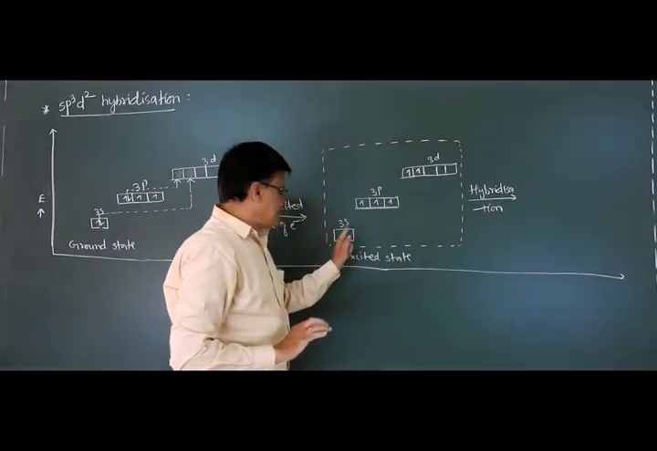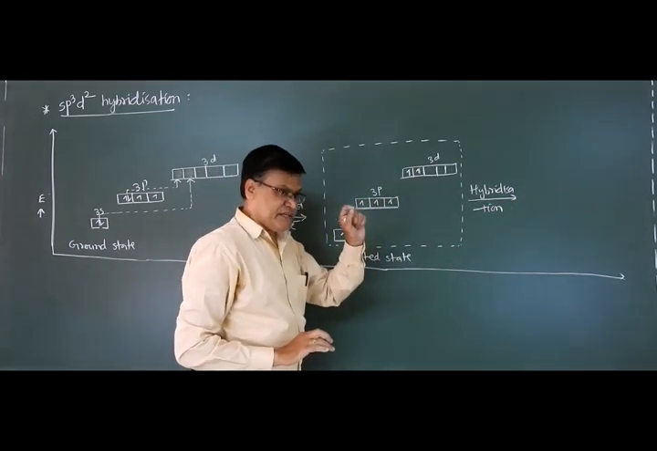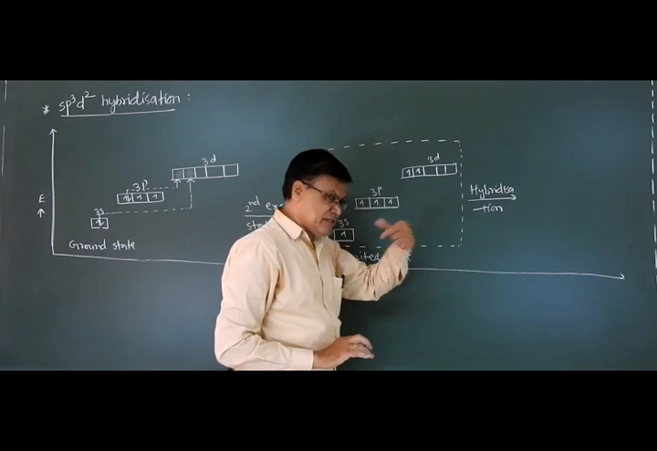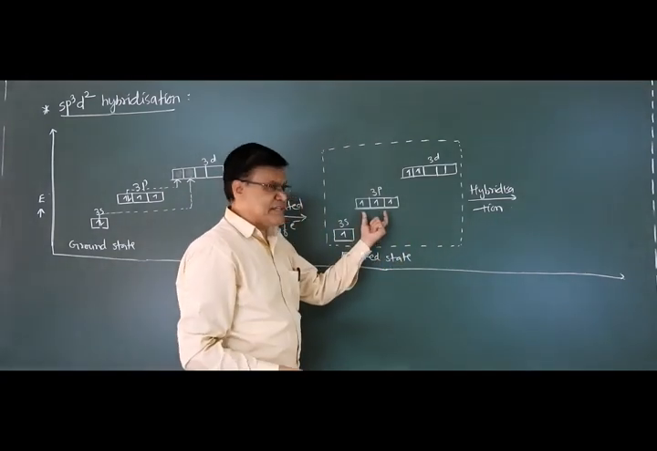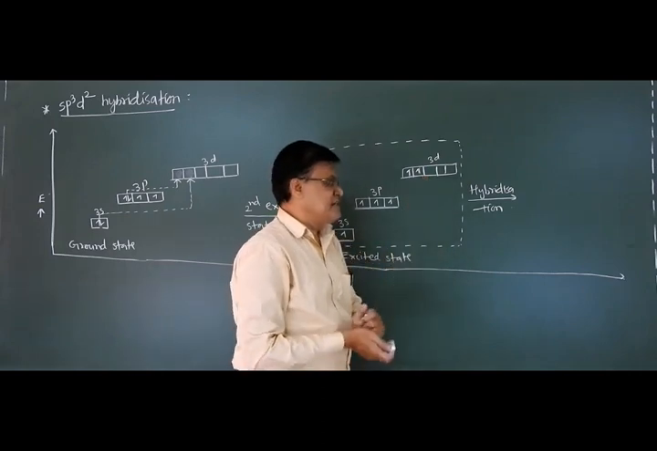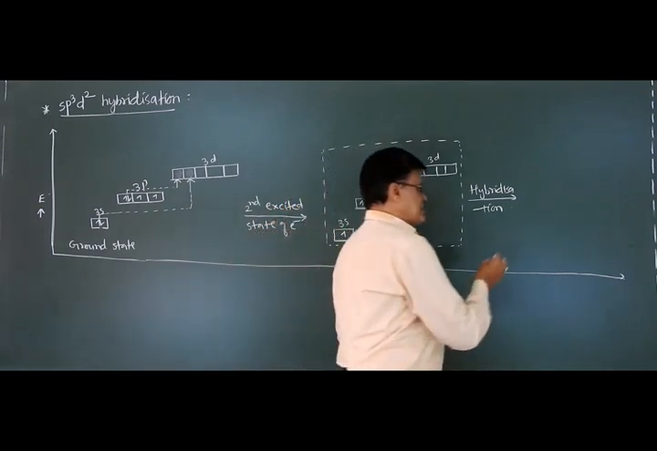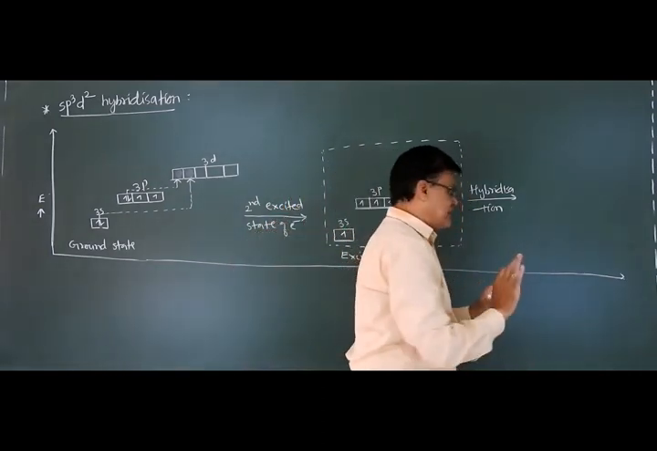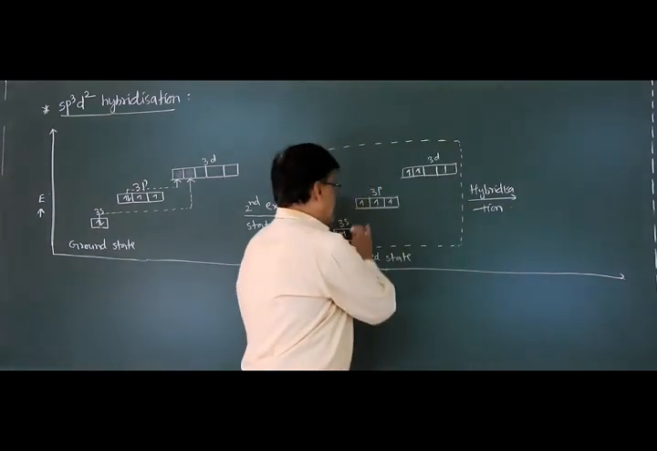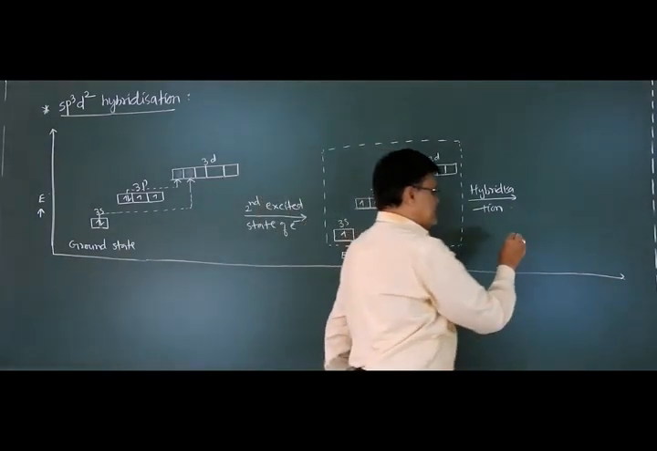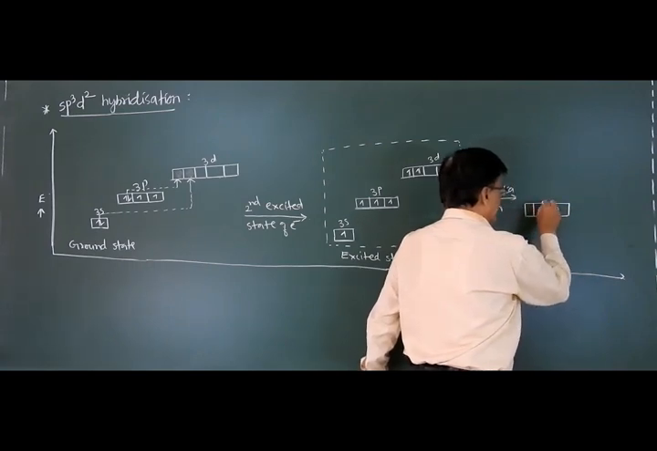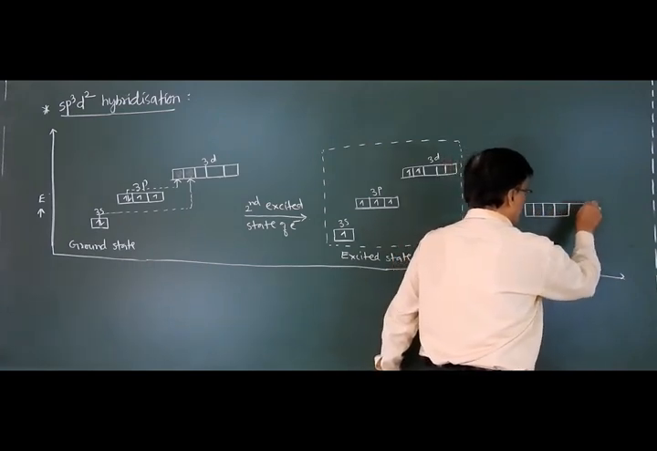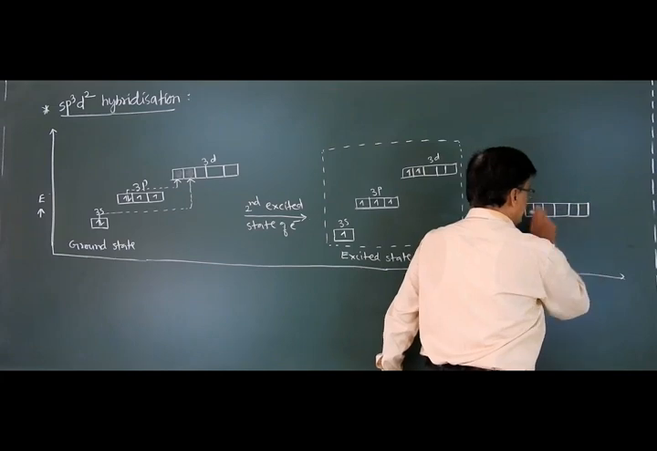Hybridization. One 3s orbital, three 3p orbitals, and two 3d orbitals undergo intermixing to form 1 plus 3 is 4, 4 plus 2 is 6 hybrid orbitals. Hybrid orbitals are identical in all respects. We cannot differentiate them. All the 6 will be of equal energy. 1, 2, 3, 4, 5, 6.